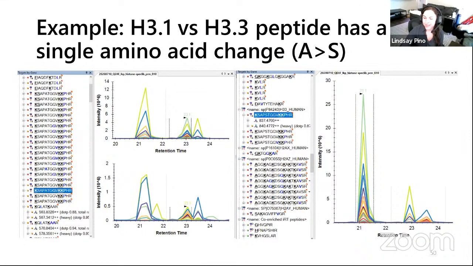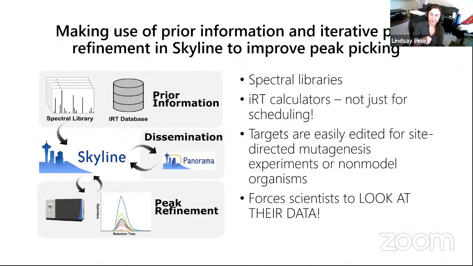Some of the work that we've done is using Skyline and using this idea of prior information, using things like spectral libraries, using things like iRT calculators to process our data and look at our data, so that we can be more convinced that what we're measuring and what we're reporting is correct.